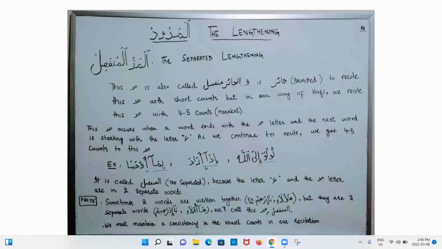إذا أراد. And again, if we want to stop our recitation due to some reason at the first word, now we will not recite it with 4 to 5 counts. Rather, we will give 2 counts of Madul Tabi'i or Madul Asli.